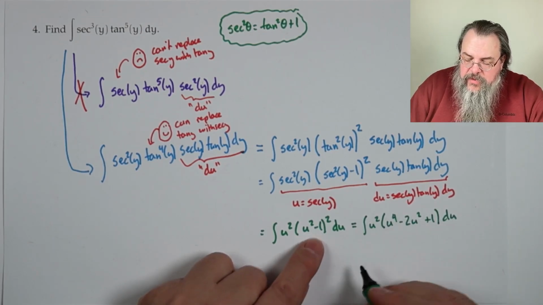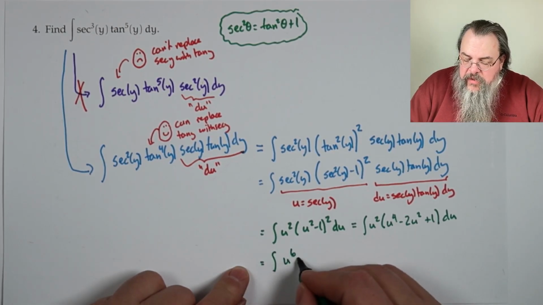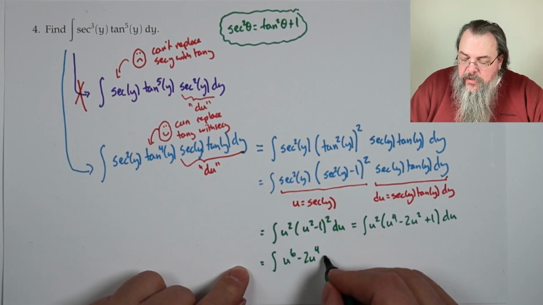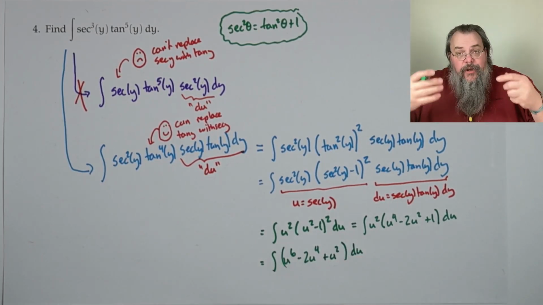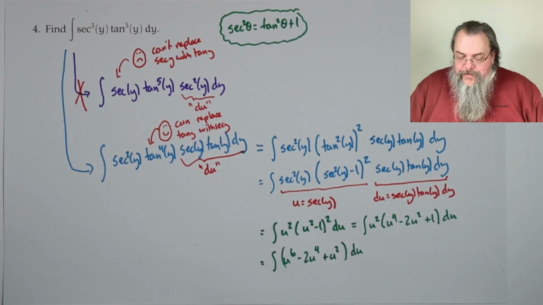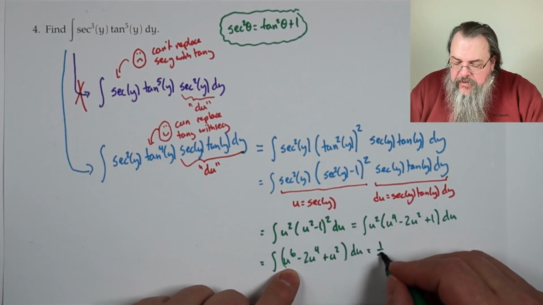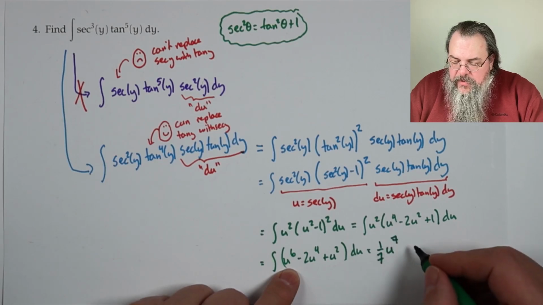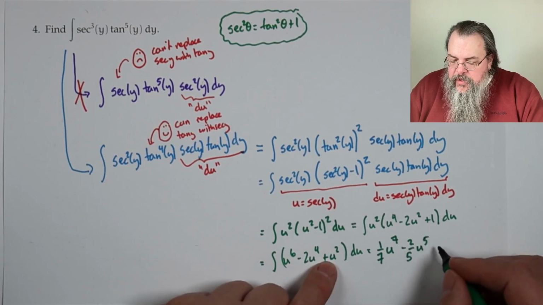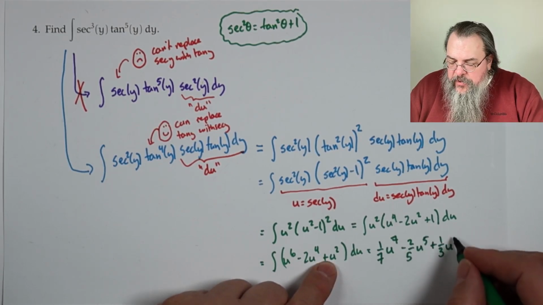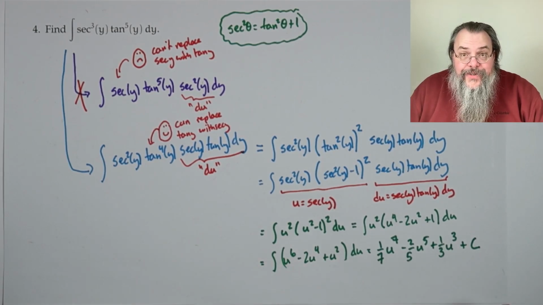du, and then you distribute the u squared through. So that would be u to the 6th minus 2u to the 4th plus u squared du. So again, we're just doing algebra. We can do expansion. That's pretty straightforward. And now, term by term, add 1 to the exponent and divide. So it's 1/7 u to the 7th minus 2/5 u to the 5th plus 1/3 u to the 3rd plus c. Now, is that our answer?